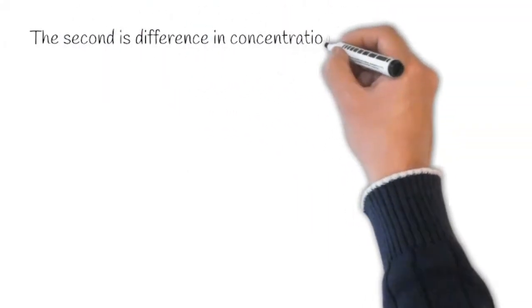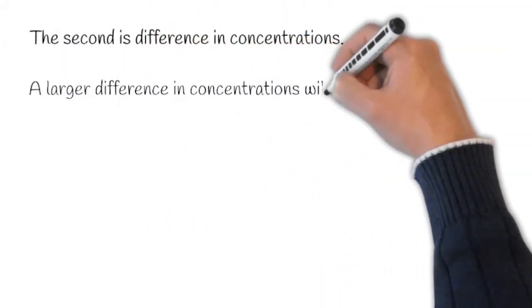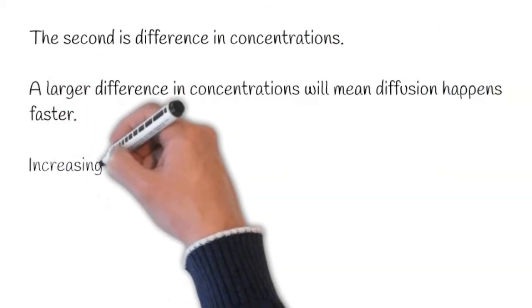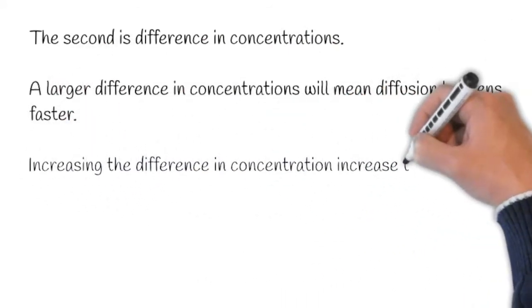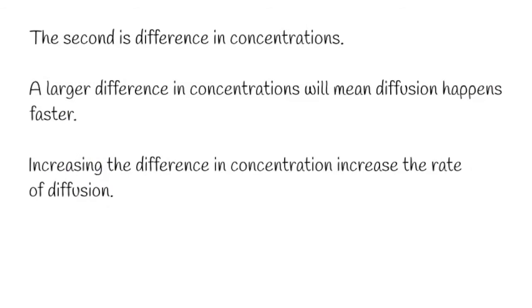The second is difference in concentration. A larger difference in concentration will mean diffusion happens faster. Increasing the difference in concentration increases the rate of diffusion.